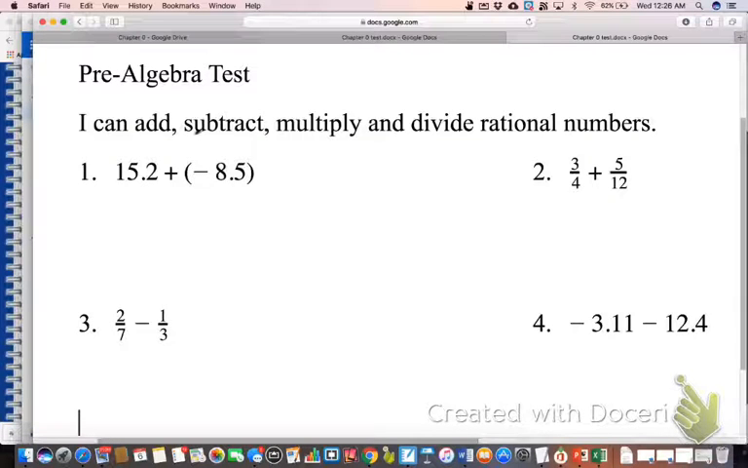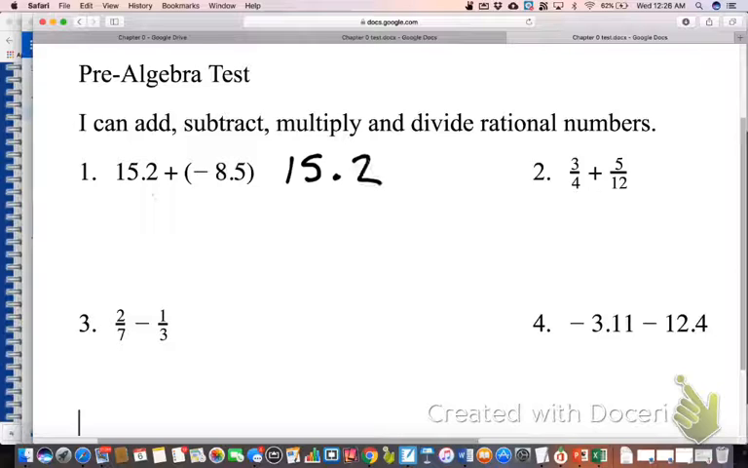Hey guys, welcome to the test corrections video, and I am going to start with number 1 because I'm adding together two numbers that have a different sign. I need to actually find their difference because this negative is going to cancel out a lot of that positive, but there's going to be some left over. So I'm going to find the difference between the two.